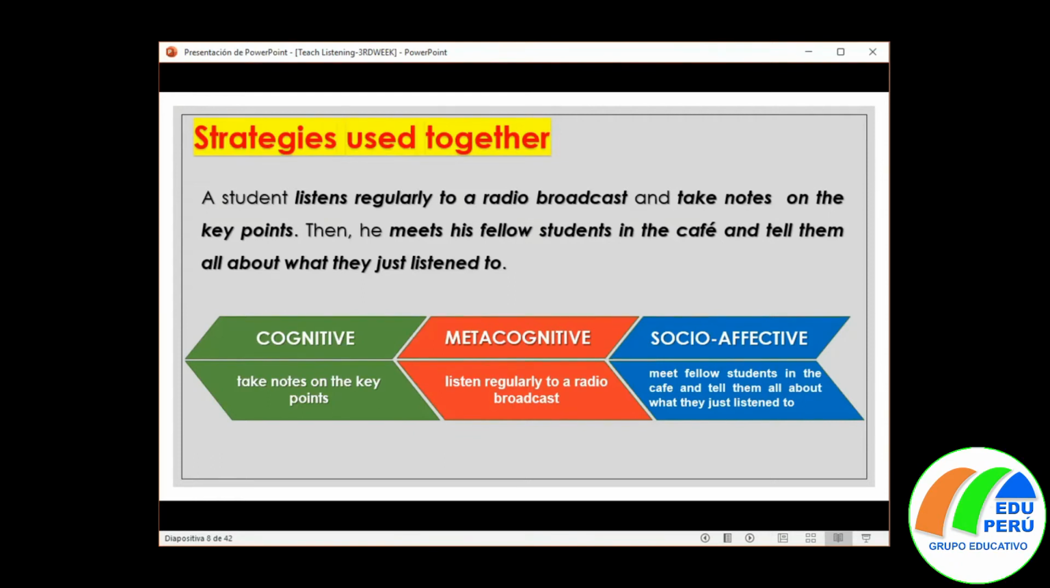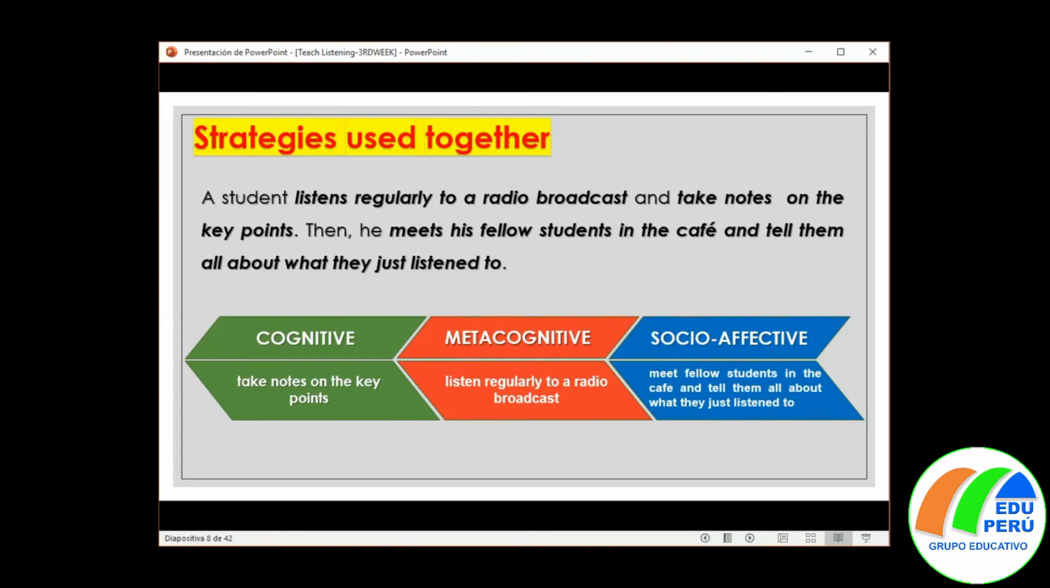Metacognitive, so you advise your students, or you give your students some activities that make your student be an independent learner. All right? So they can find out more about a topic maybe, or expand their knowledge, or expand their vocabulary. So this is the metacognitive.